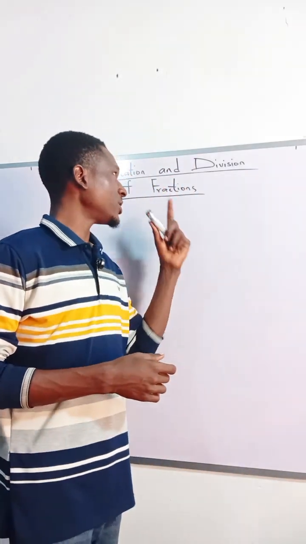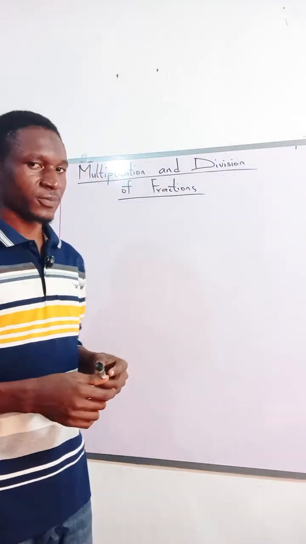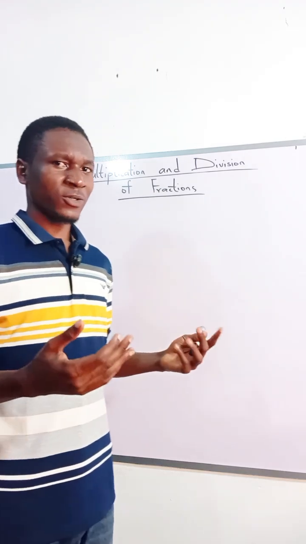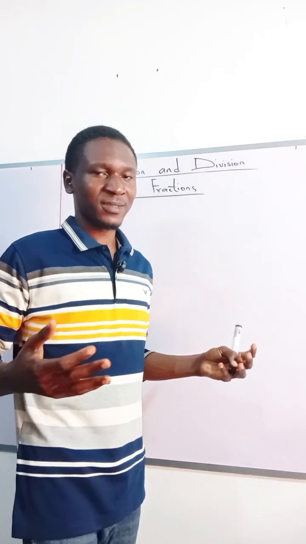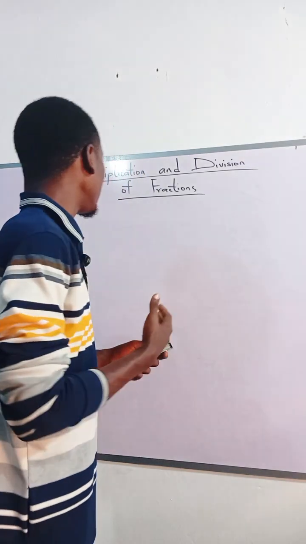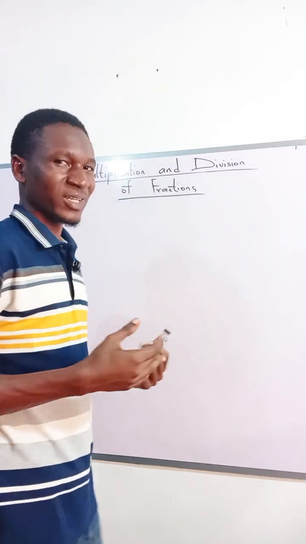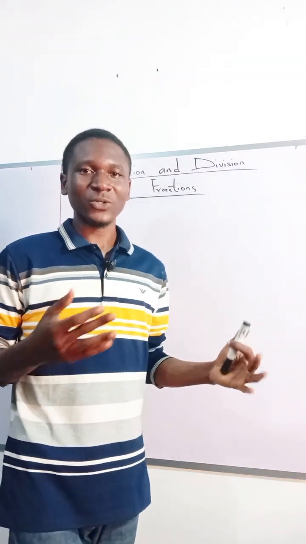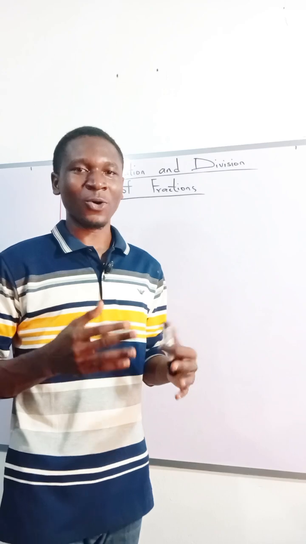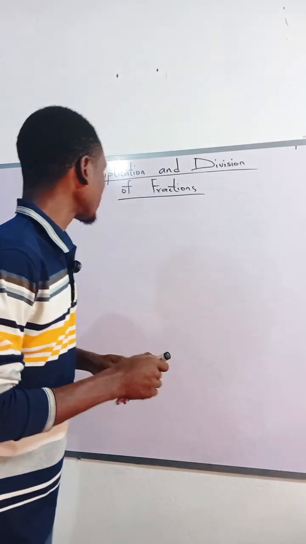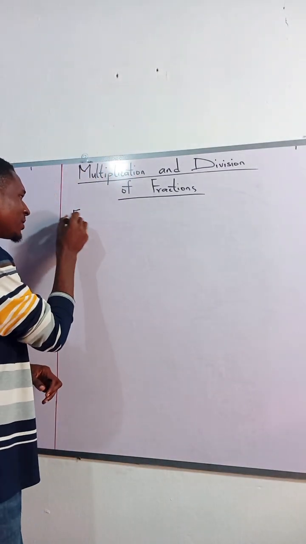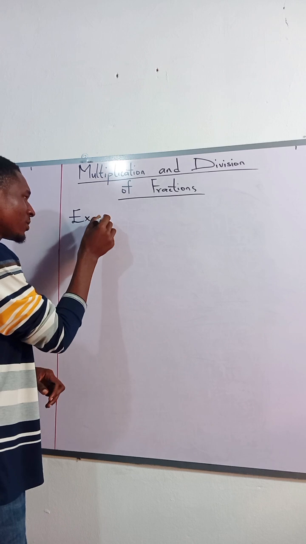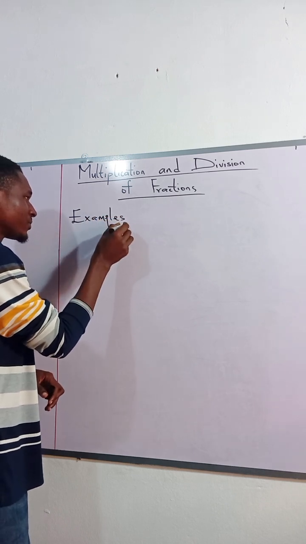Hey children, let us look at multiplication and division of fractions. This is actually one of the easiest, one of the simple aspects of fractions because it is very, very straightforward. There is no complexity or confusion involved. Let's say we have some examples.